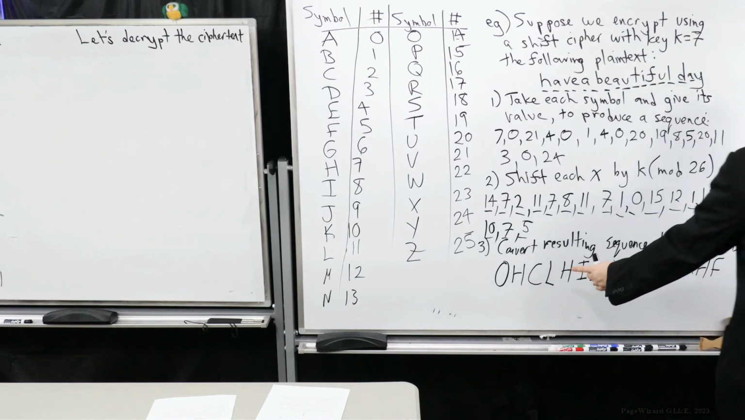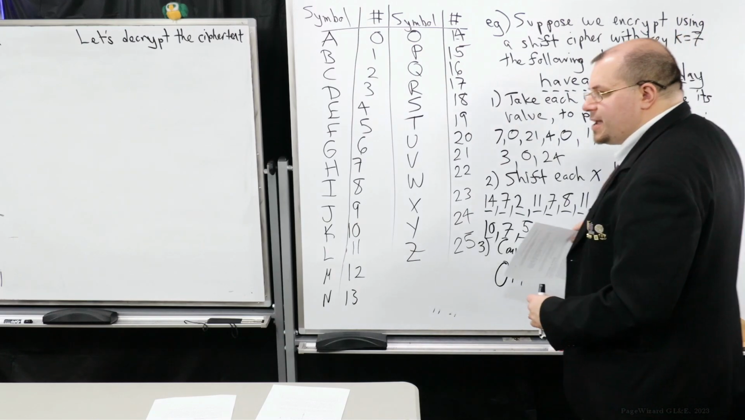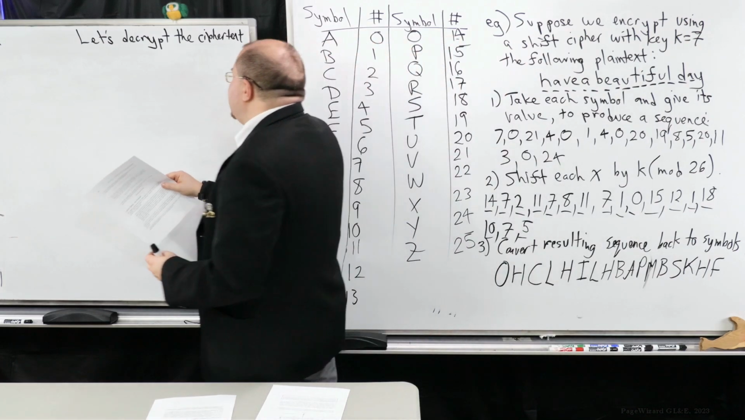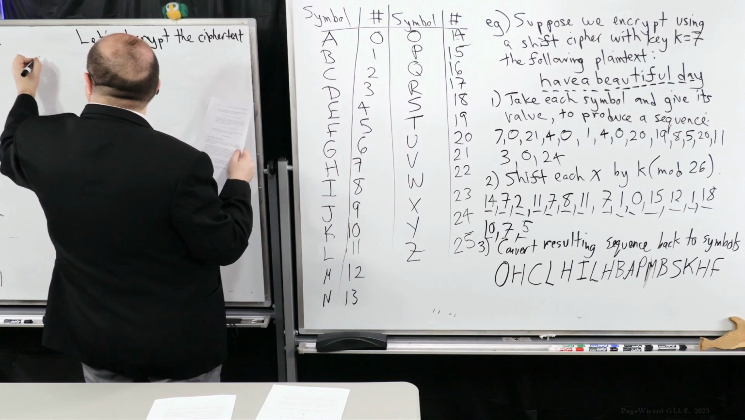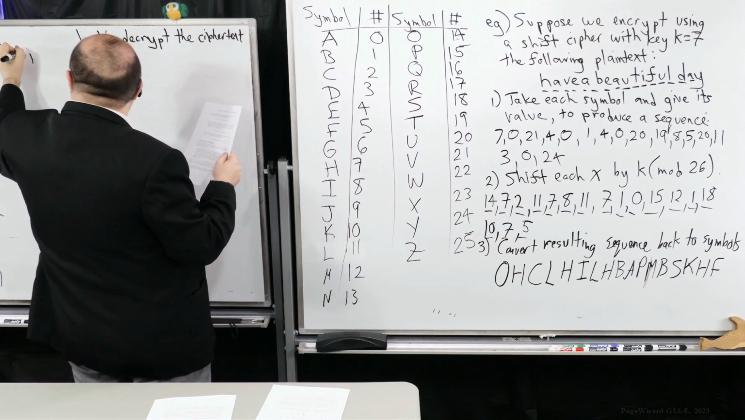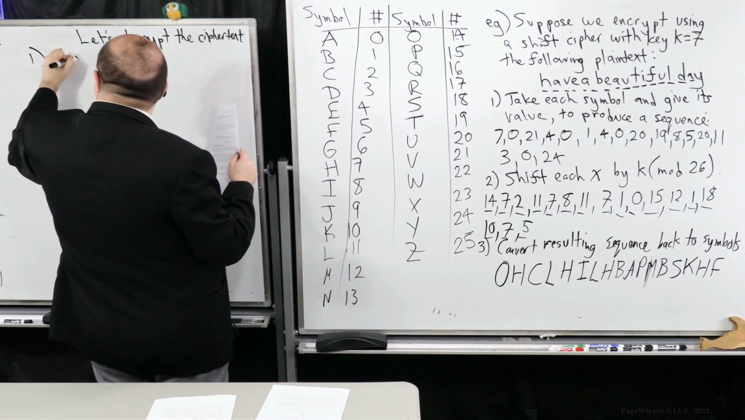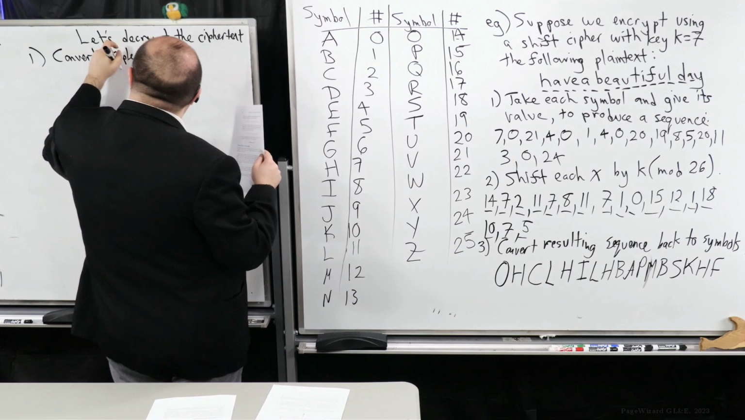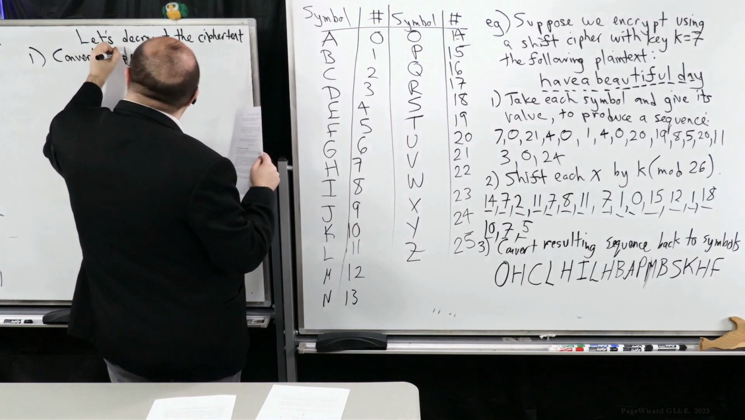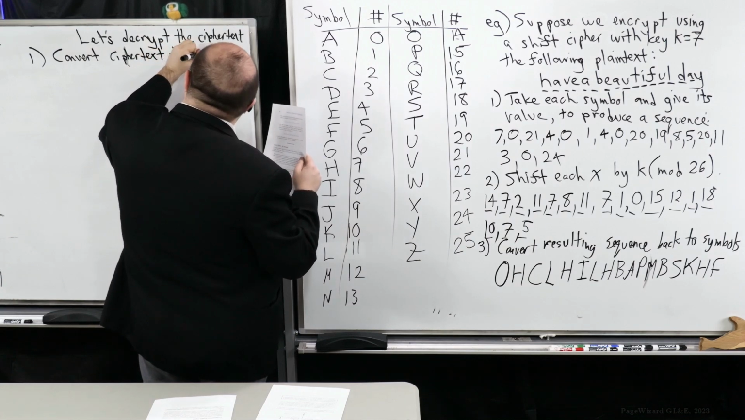So what we're going to do is we need to take all of these ciphertext symbols, convert them over to being a number sequence again. So we're going to take each one of these, convert the ciphertext to a number sequence.